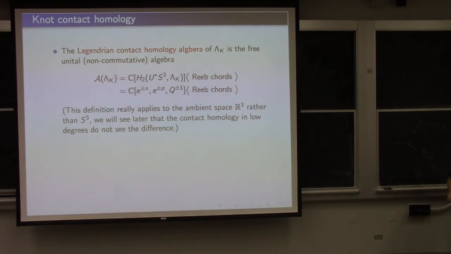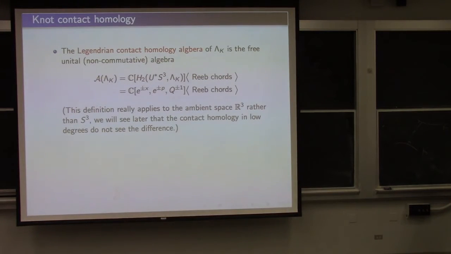We will discuss this when we come to the setup where we replace S^3 by some other manifold. Then it will be important to do something slightly different. But for the purposes of S^3, we can pretend that we're in R^3. That's what I will describe today. So we don't have to care so much about Reeb orbits; we can forget about them. In fact, we could really replace S^3 by R^3.